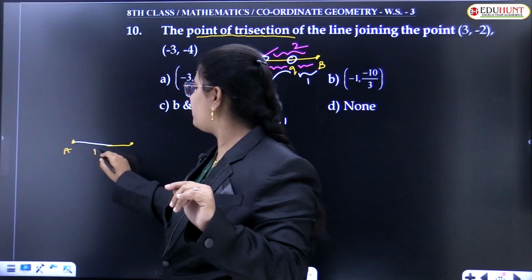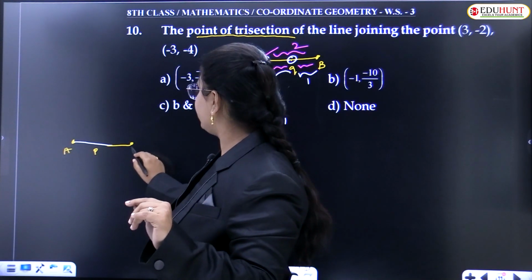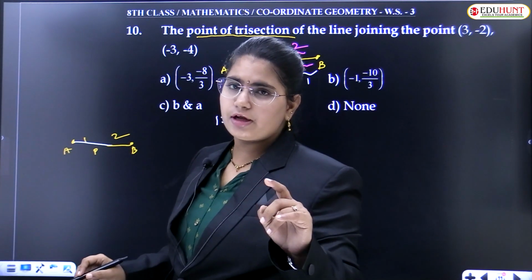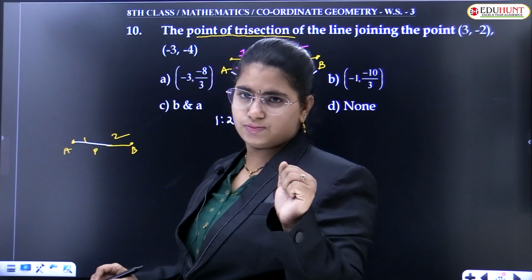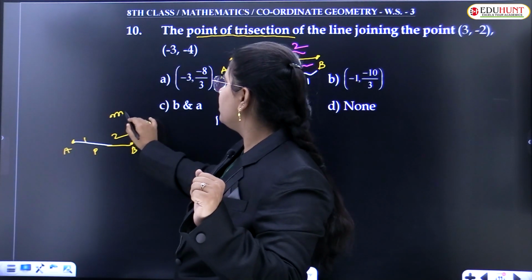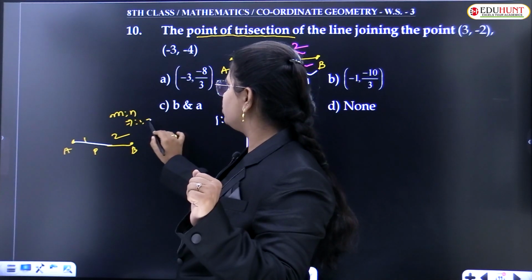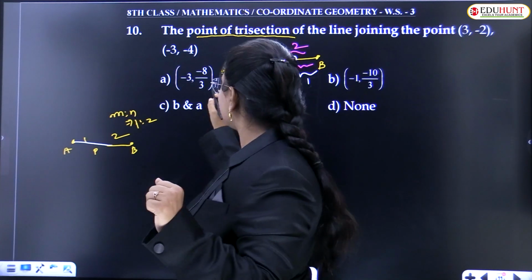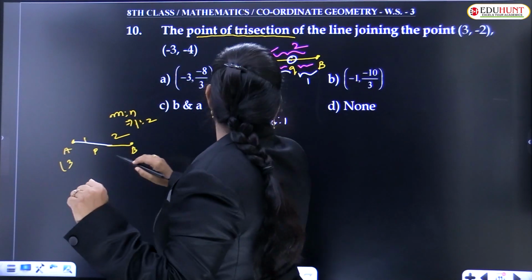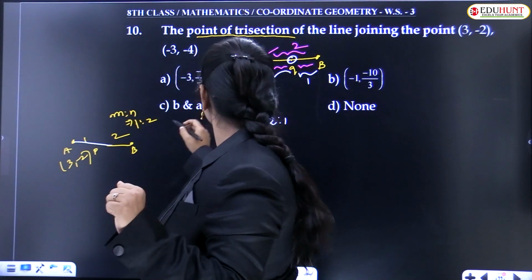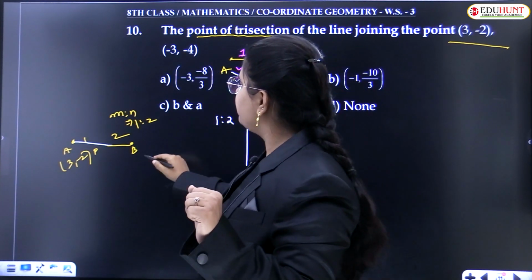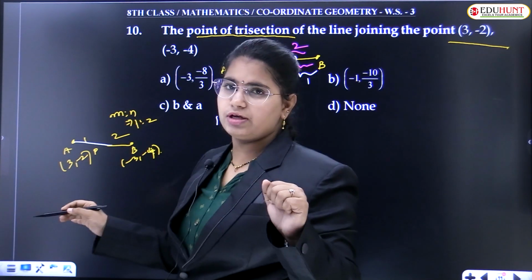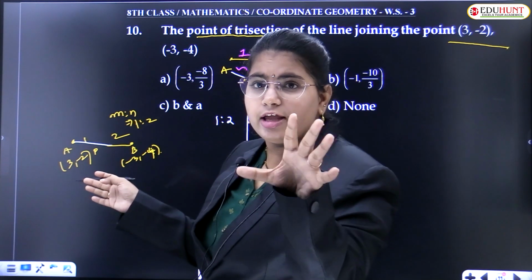So first one, let me take the first one. This is A, P and this is B, right? So how many parts is it making? 1:2. So my particular m:n will become 1:2. Correct. So m:n is nothing but 1:2. As usual, what are the points we have? My first point is (3, -2). Right. And what is my second point? (-3, -4). And obviously in the points of trisection, my point P is dividing internally, right?